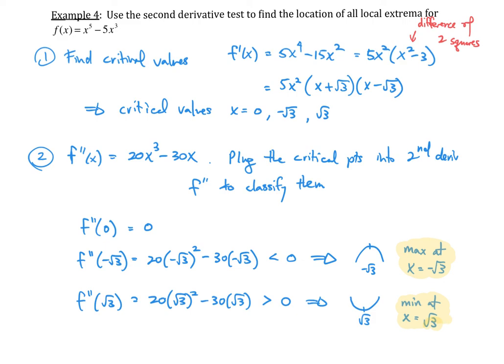Okay, so just to recap, my first critical point was 0. That's the inconclusive case, so that's not an extrema. At negative rad 3, I had a negative second derivative, so that means that it was concave down, which corresponds to a maximum. And at positive rad 3, the second derivative is positive. That means it's concave up, which means you have a minimum at rad 3.